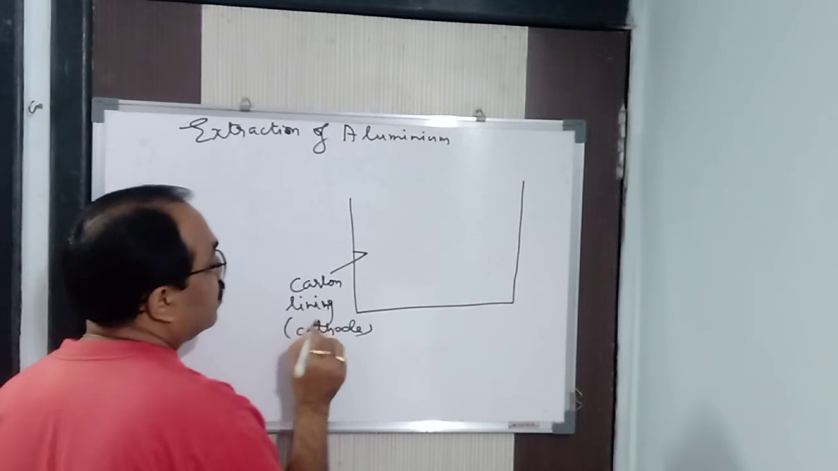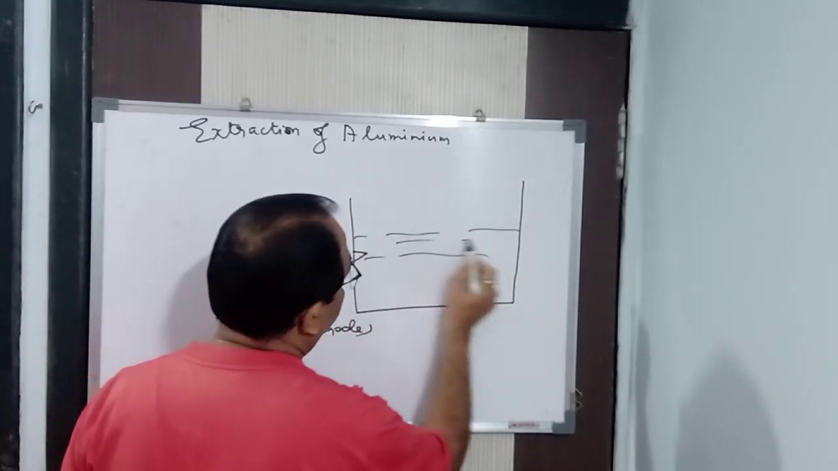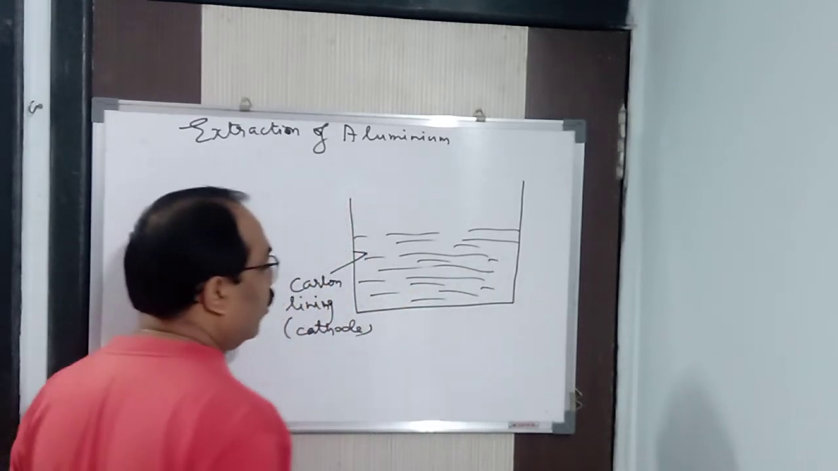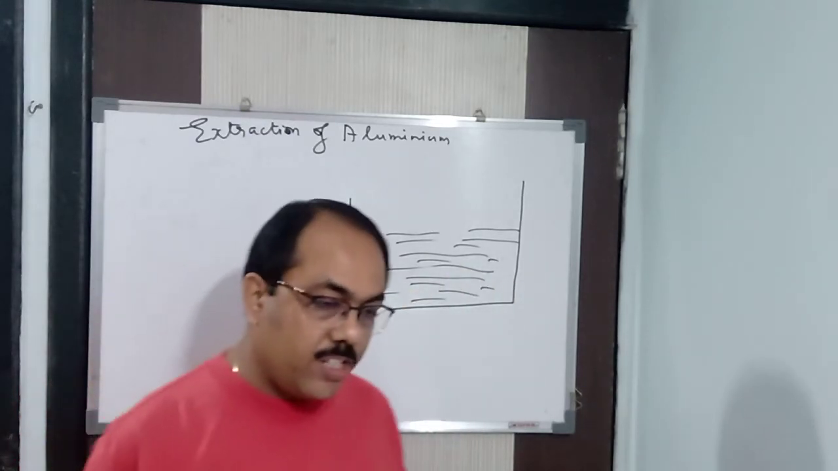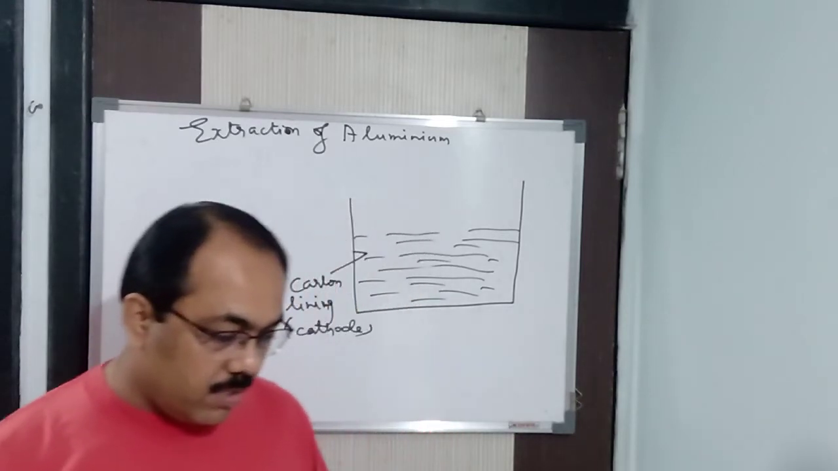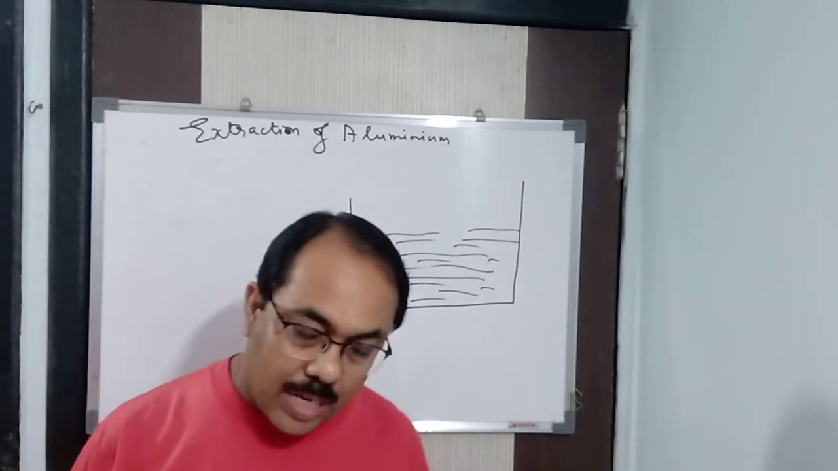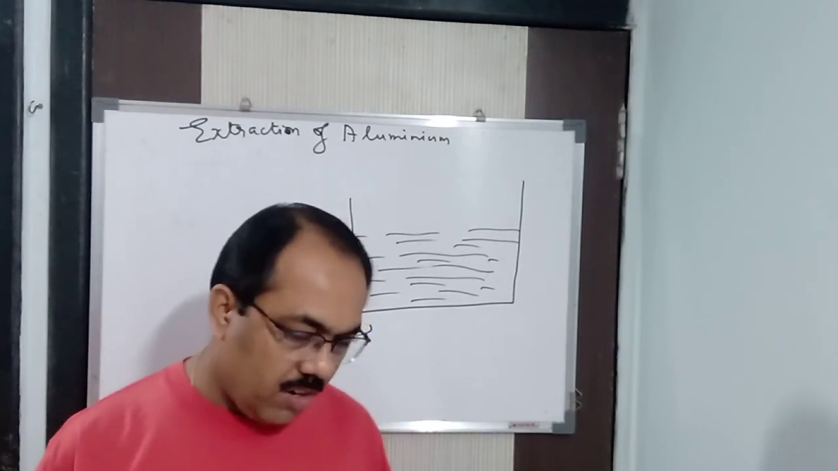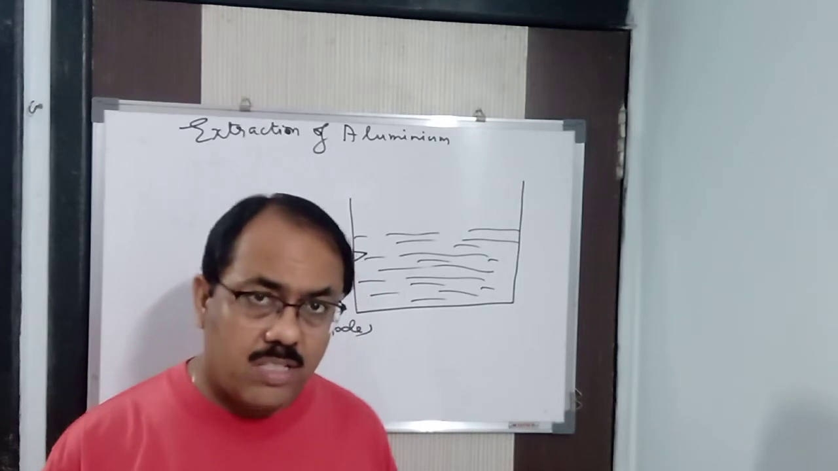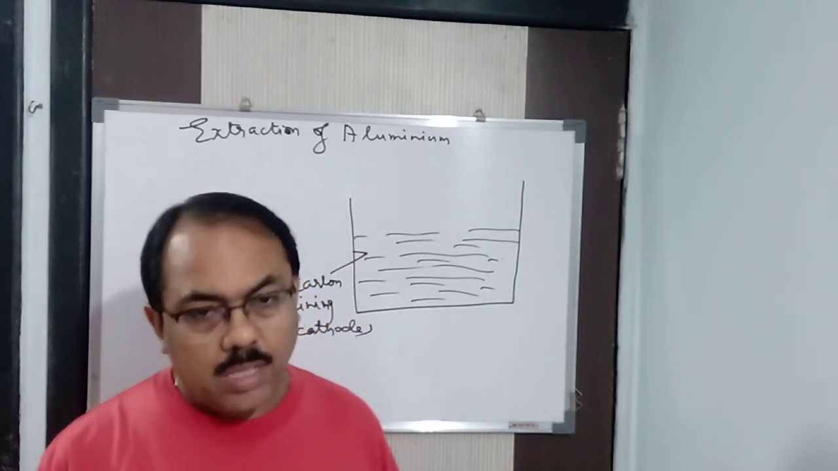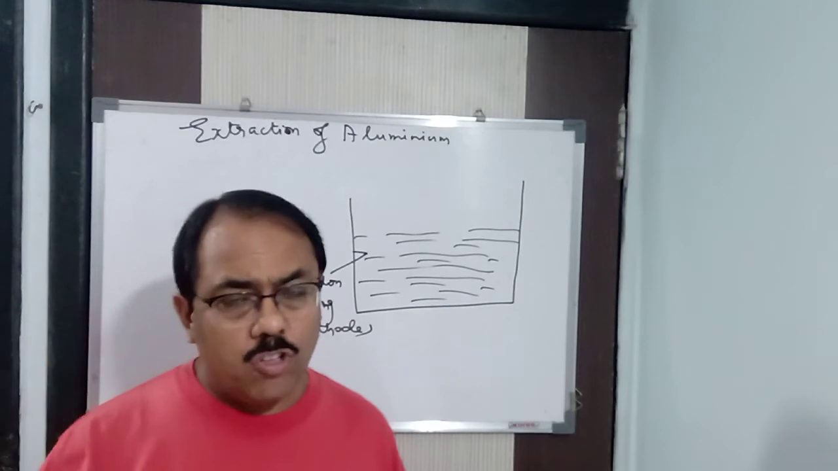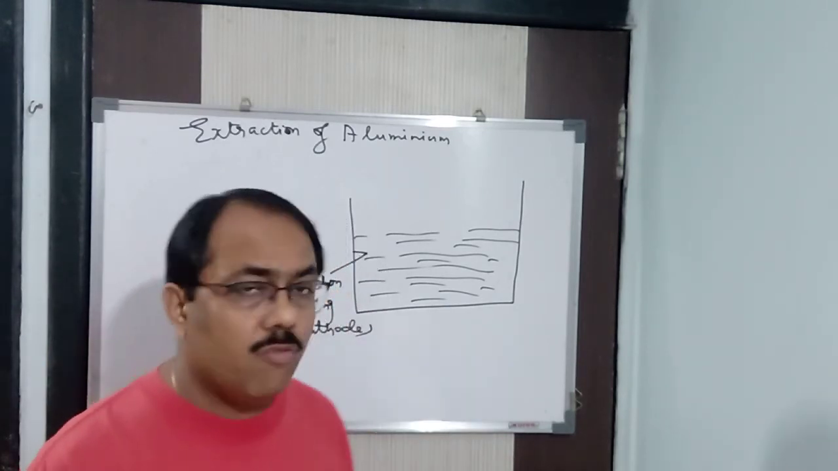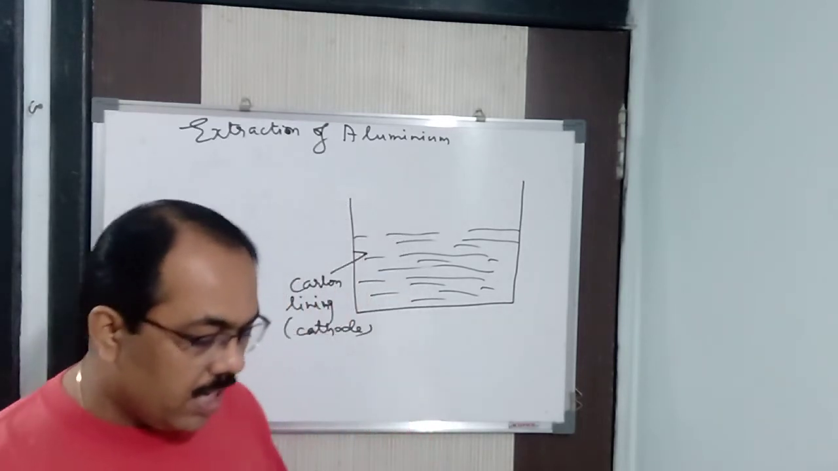Next, we will be putting in a mixture of alumina, Al2O3, cryolite and fluorspar in the ratio of 1:3:1. That is fused, molten alumina 1 part, cryolite 3 parts, cryolite being Na3AlF6, and fluorspar 1 part, CaF2. We add them in the ratio 1:3:1 in this tank. Why? I am telling you, but first let me tell you the setup.